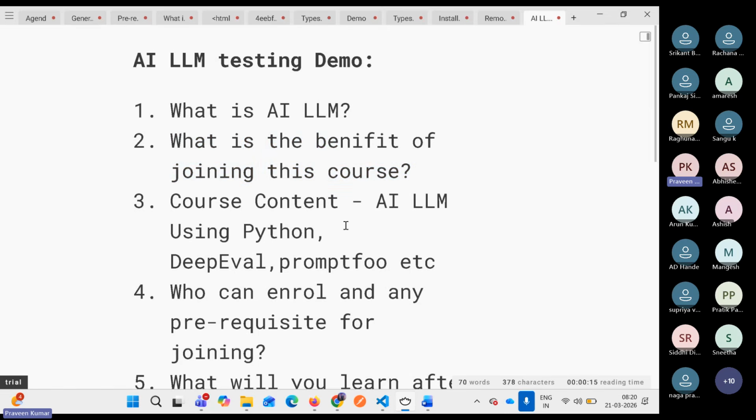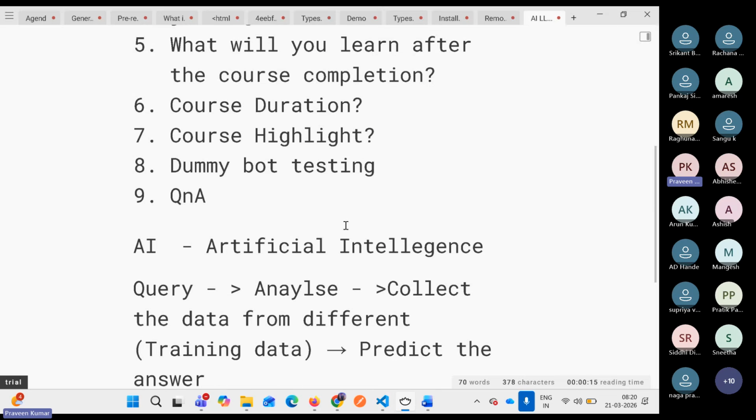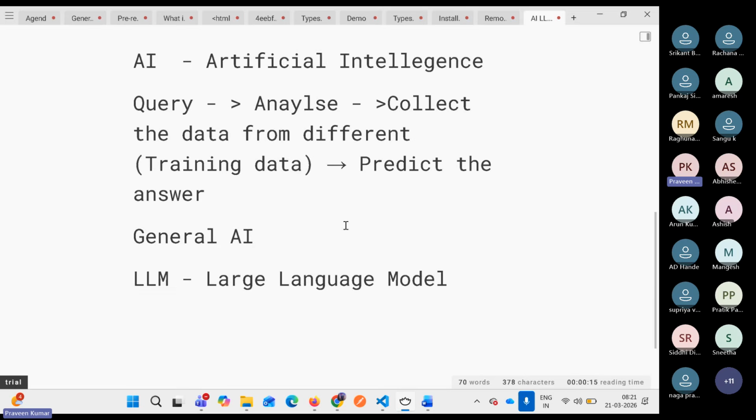LLM testing is in huge demand right now. It gives you a good pay scale and so on. Recently, a lot of students have been placed, a couple of them with 54 LPA and 50 LPA in India, which I have shared in our group as well.